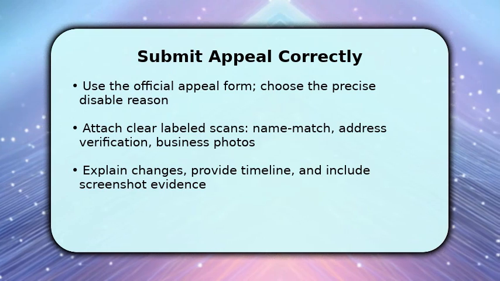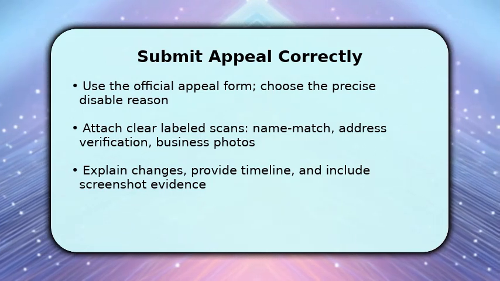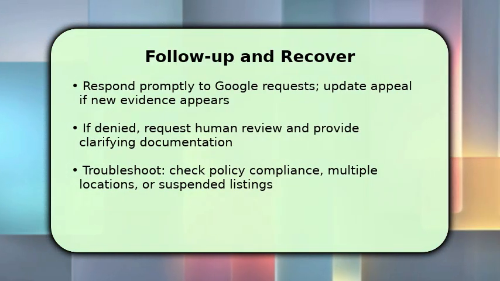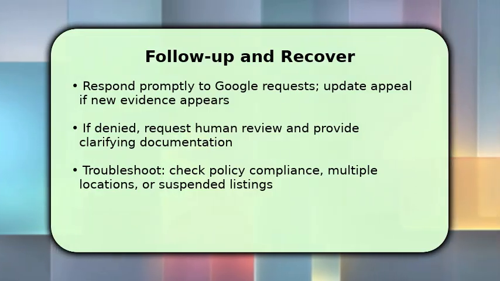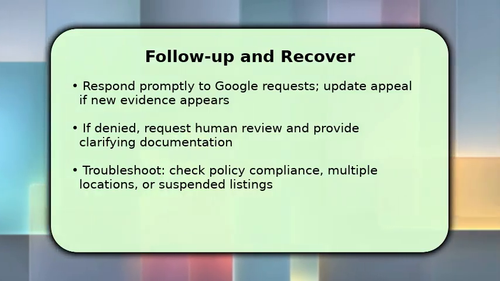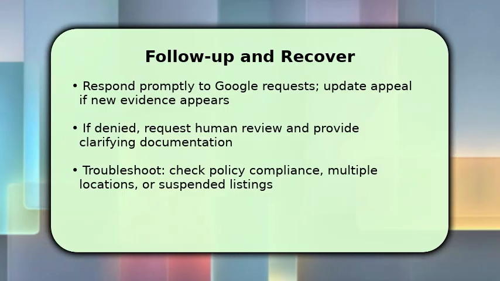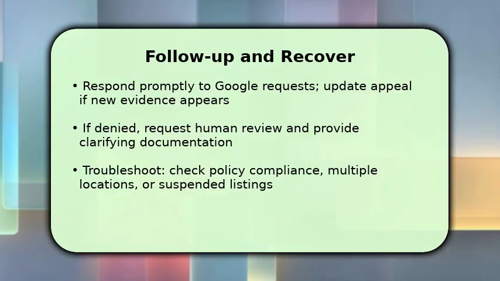You complete recovery by actively following up. When Google asks for more info, reply quickly and upload any missing evidence. If the appeal is denied, request a human review and submit clarifying documents that directly address the rejection points.